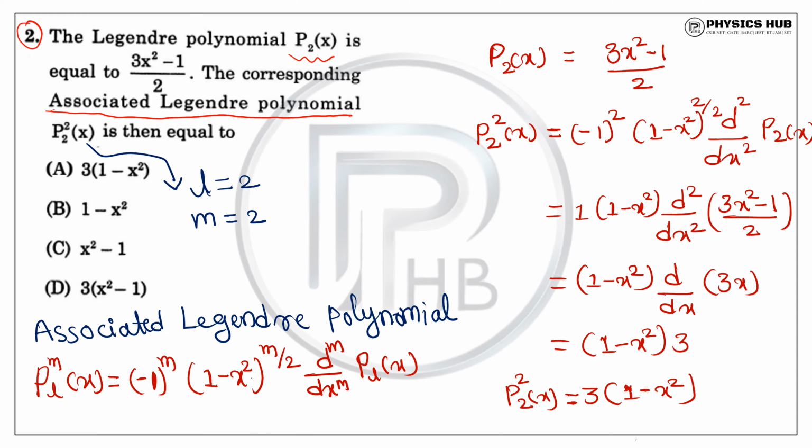So substitute L is equal to 2 and m is equal to 2 in this polynomial and differentiate P2 of x 2 times. Then we will get P2 square of x is equal to 3 into (1 minus x square). So option A is the correct answer.